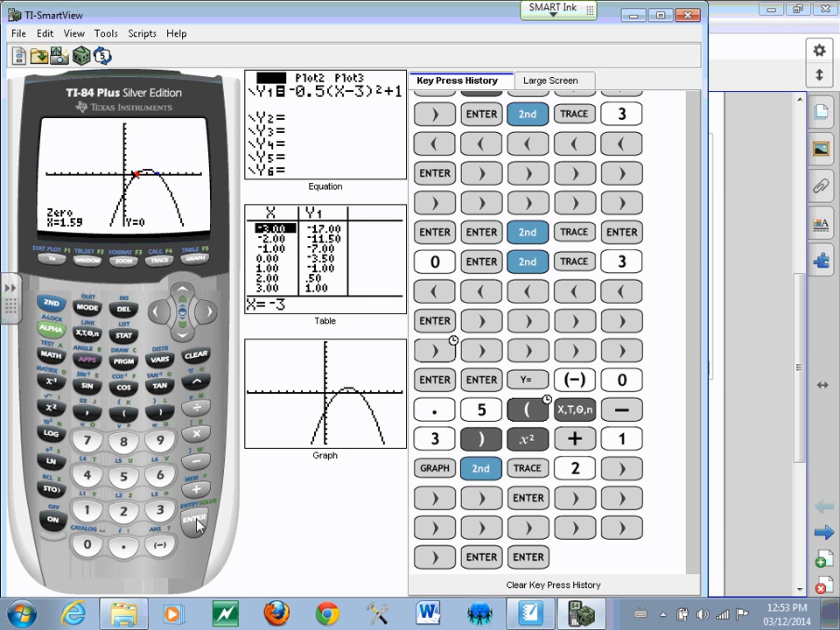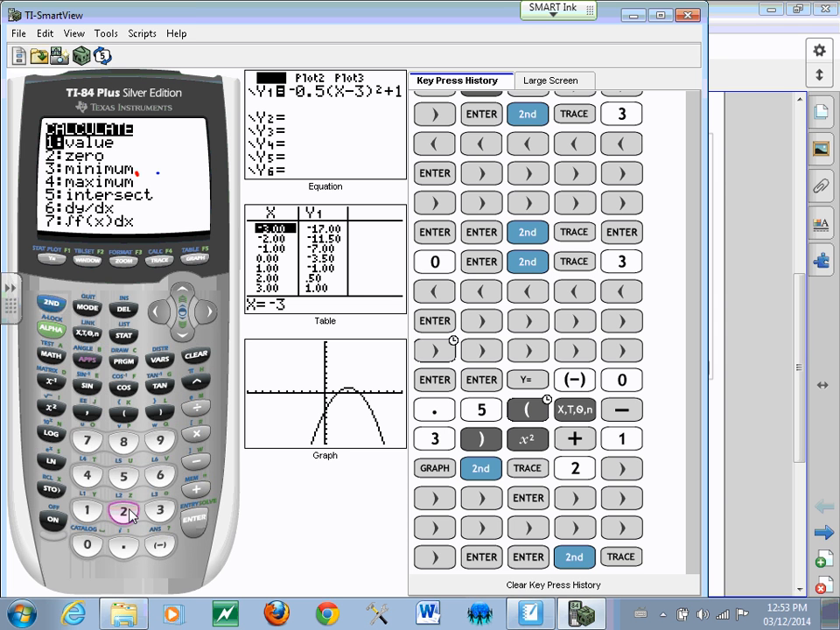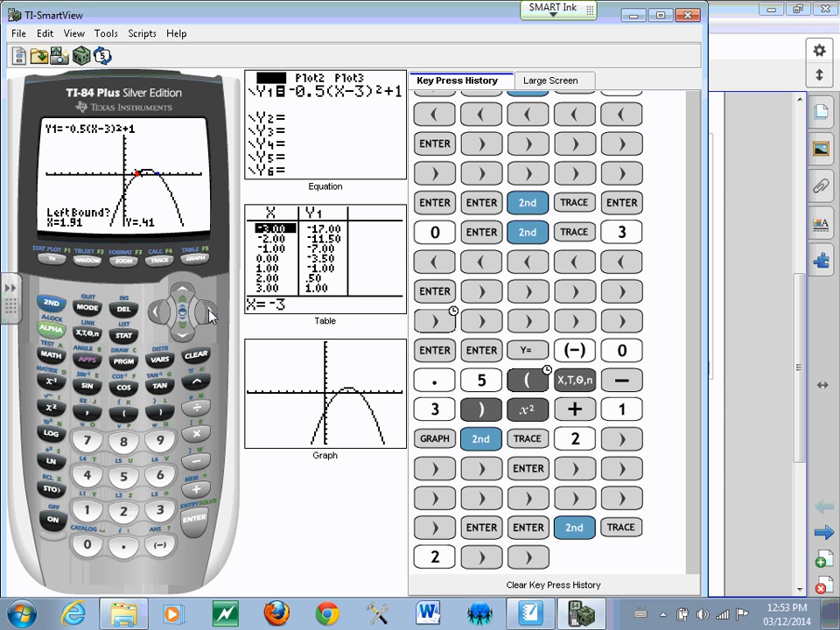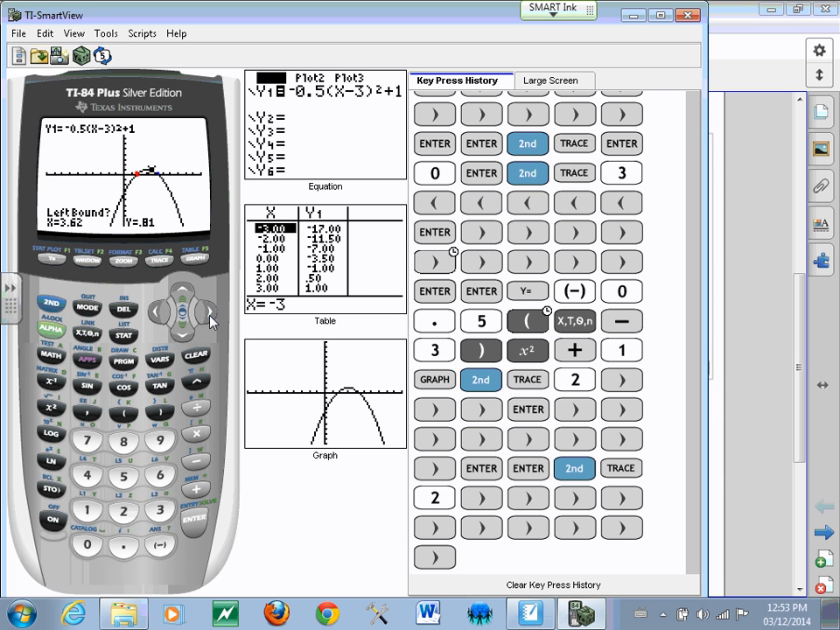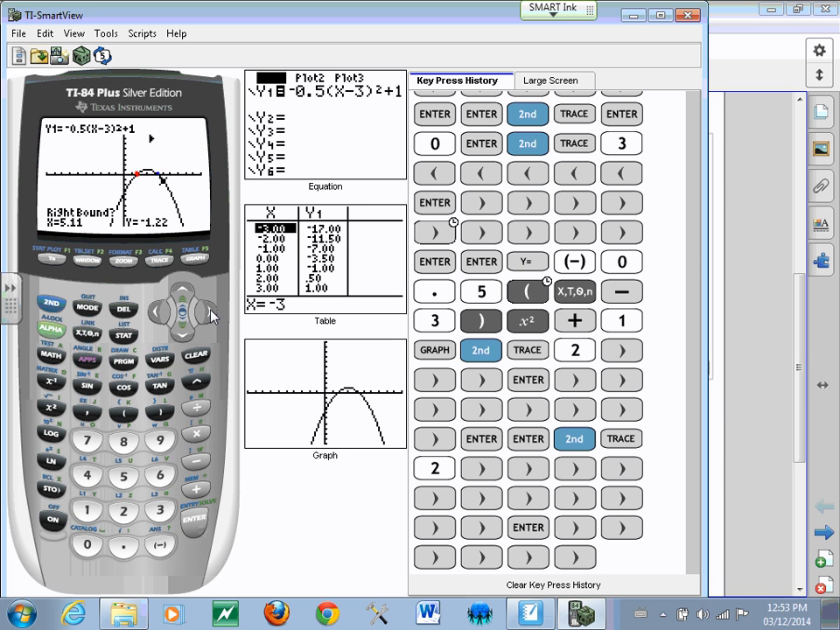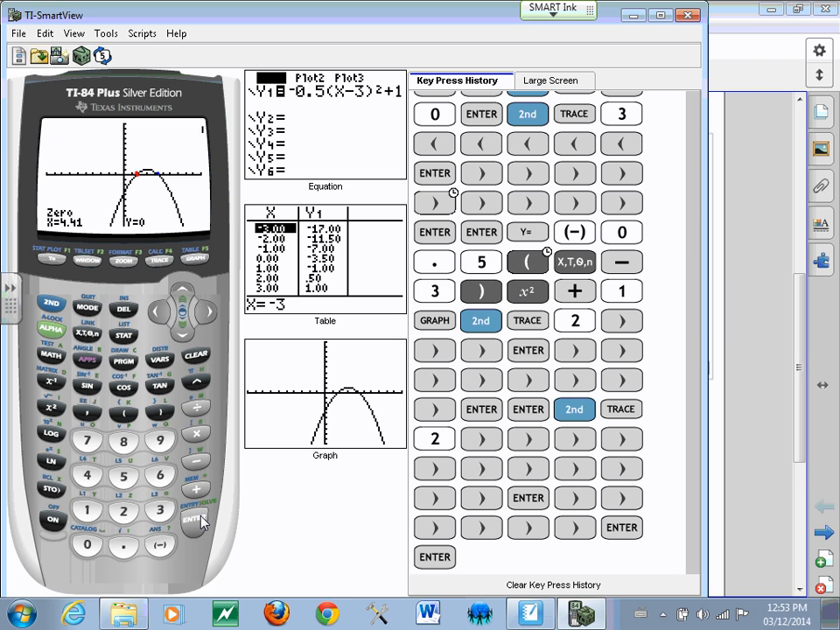So you have to do it again. Go to your menu again, which is second trace. Go to zeros, which is number 2. This time when I do the left side, I have to be past the vertex but ahead of it. To be on the left side, press enter. I'm now going to go down and be on the right side. It says guess. And the other one is 4.41. So we are close, but not exact.